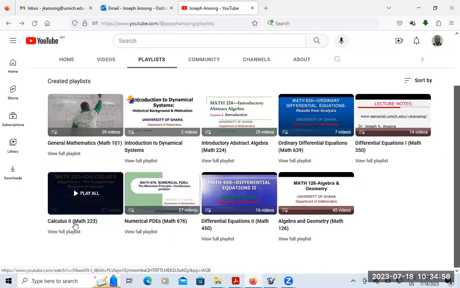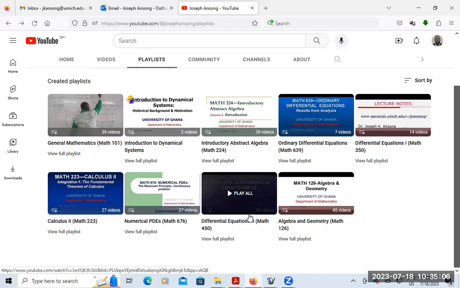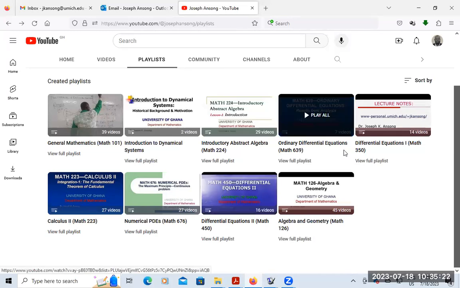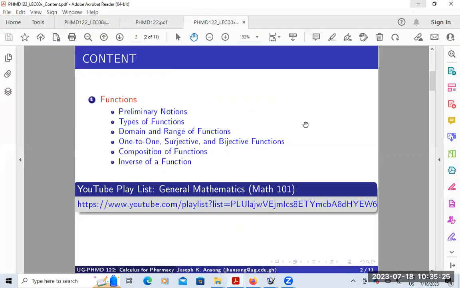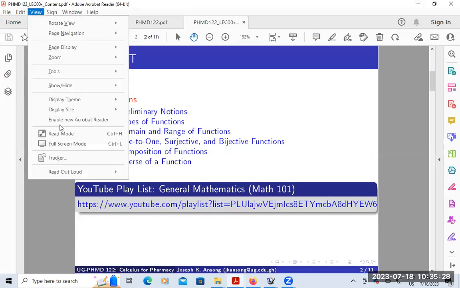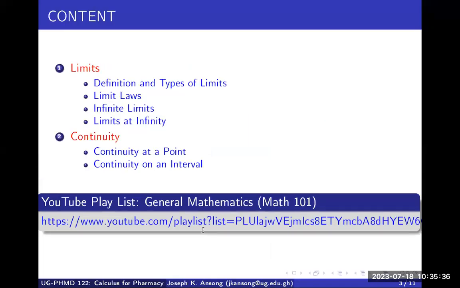Some of the topics you can also find under my playlist on Calculus 2, Maths 223. You would find some content on integration, and you would find some content on differential equations. Of course, you don't need all of these for this course, but you'll find bits and pieces of the topics in some of these playlists. So make use of these. They'll be very helpful and useful for this course. On YouTube, you can find stuff on functions under General Mathematics.